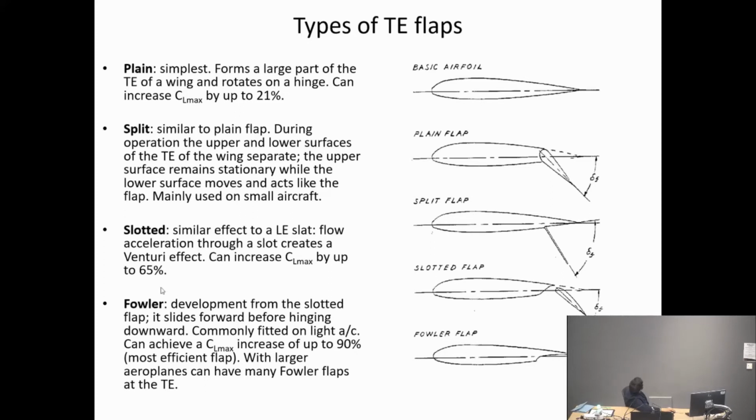So what about the other ones? The slotted one can increase the CLmax by up to 65%. The other ones, the plain flap, I didn't mention this, the CLmax for a plain flap can go up by 21%. So you can see it's quite limited, but then it's a simple design and very cheap. Clearly these guys are more expensive to make, but they give you what you want. So this is a decision we have to make.